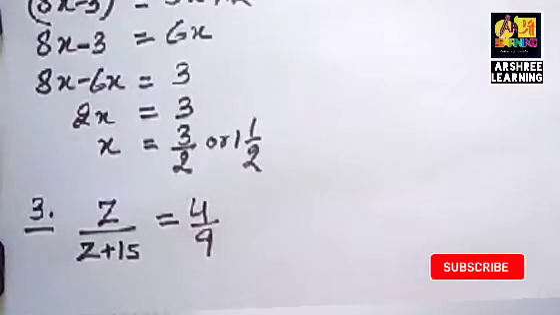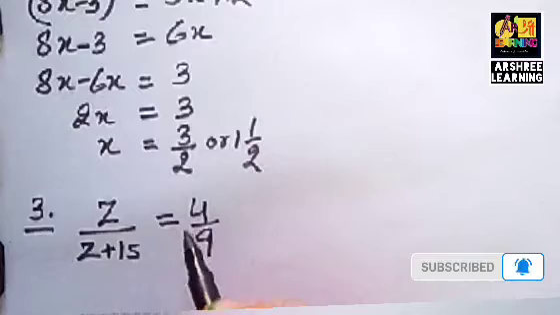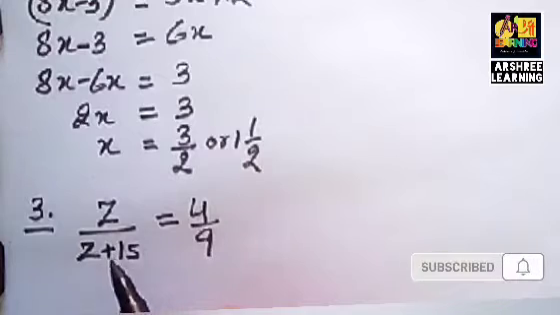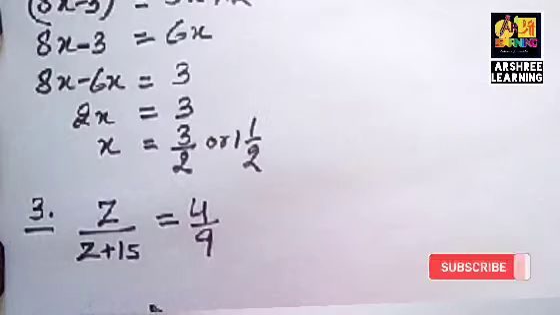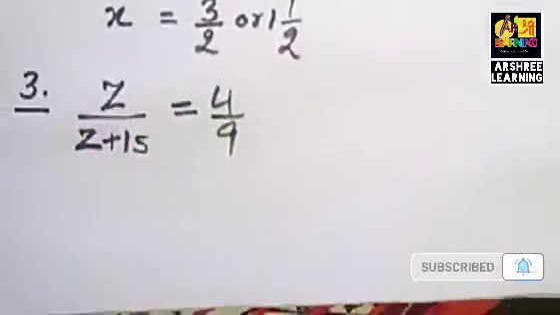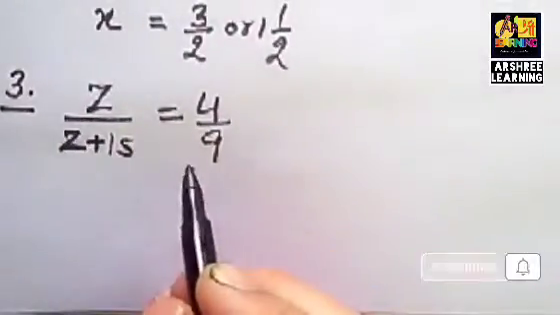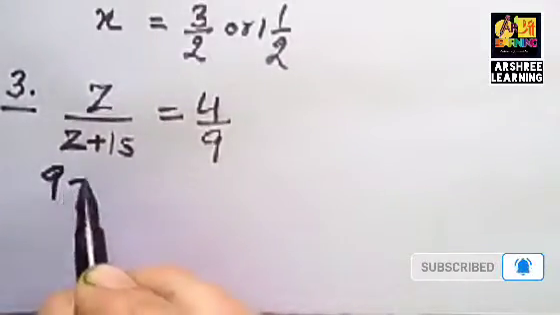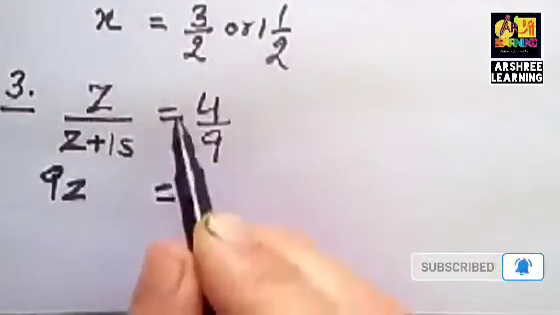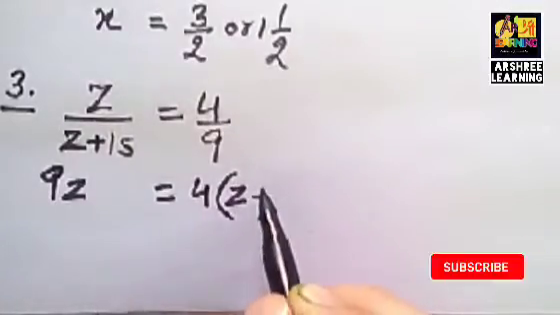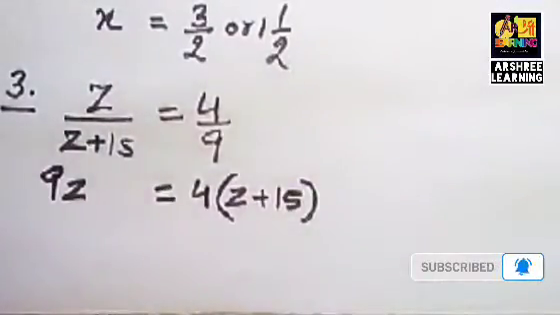Since the terms are in fraction form, we will have to cross multiply. When you cross multiply, 9 will multiply z and 4 will multiply z plus 15. So it will become 9 into z on one side, 9z is equal to, again with is equal to on one line, 4 will multiply (z plus 15). Since z plus 15 is a double term, I have kept it in a bracket.